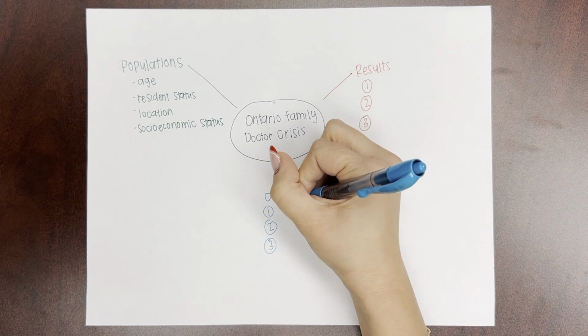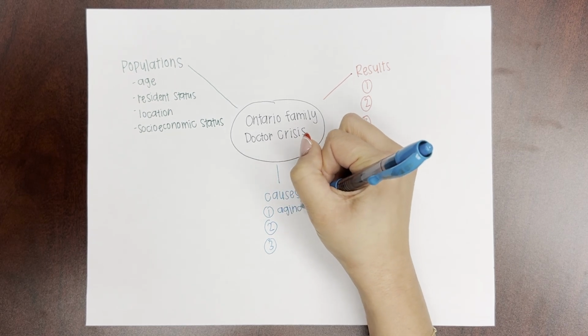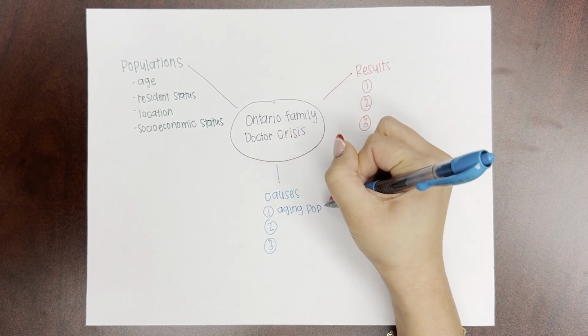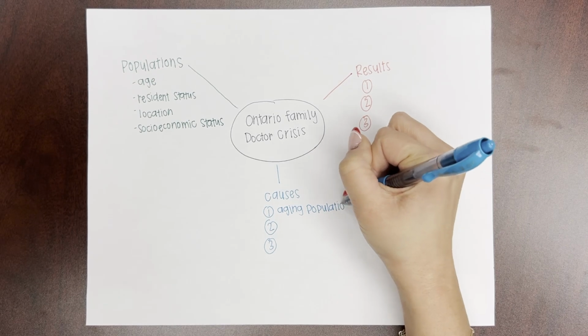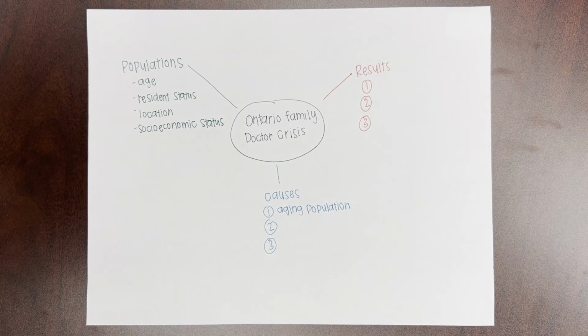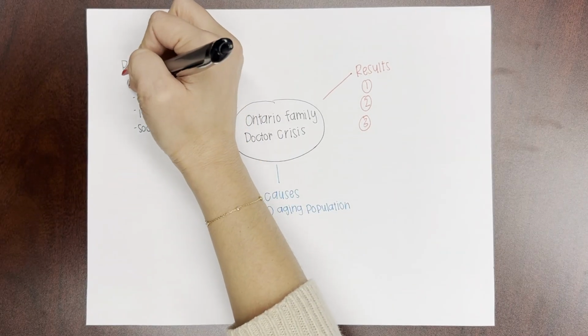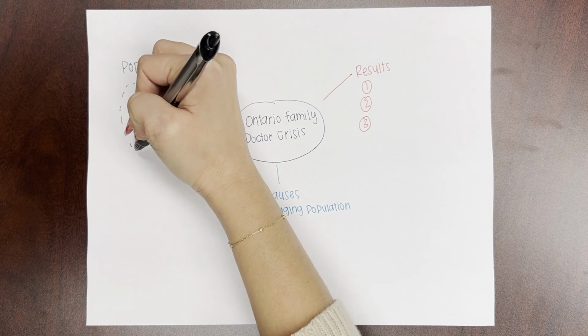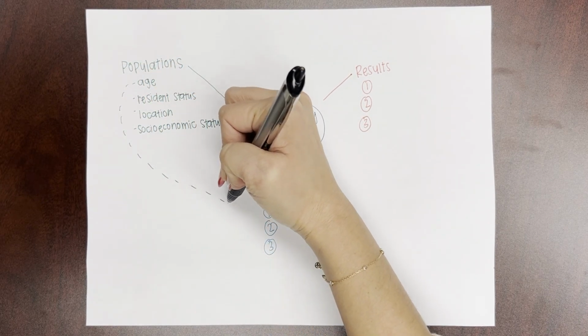For example, maybe you see that you listed age as one of the most affected populations, but you also think that an aging population is contributing to the crisis as a cause. Perhaps there's a relationship here, noted by a dotted line that you can look into further in your research and draw out in your paper.